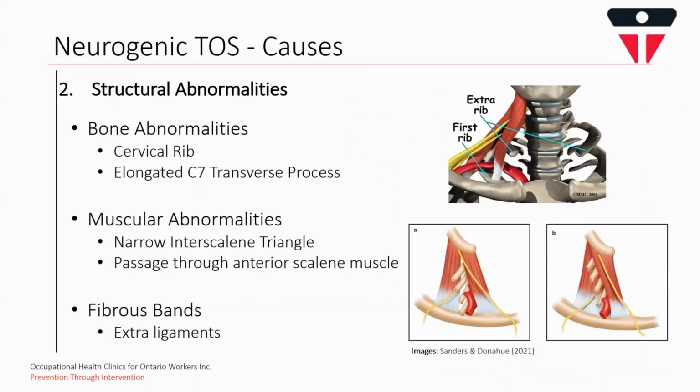Structural abnormalities. Some people actually have different genetic mutations. Some have an extra cervical rib. Others will have an elongated C7 transverse process. There may even be muscular abnormalities, such as a narrow interscalene triangle or passage through a narrow anterior scalene muscle. And they may even have extra ligaments.